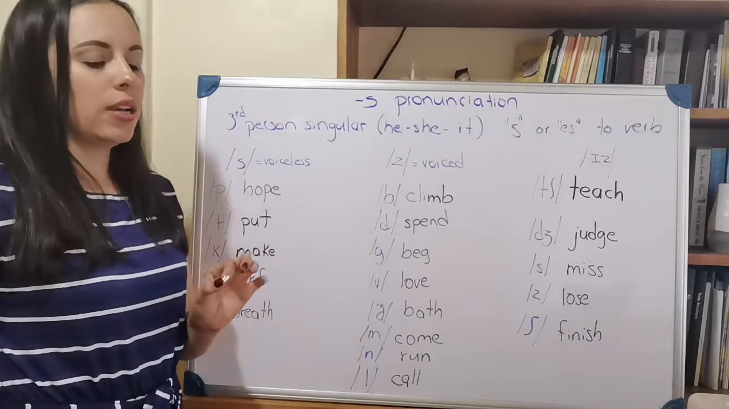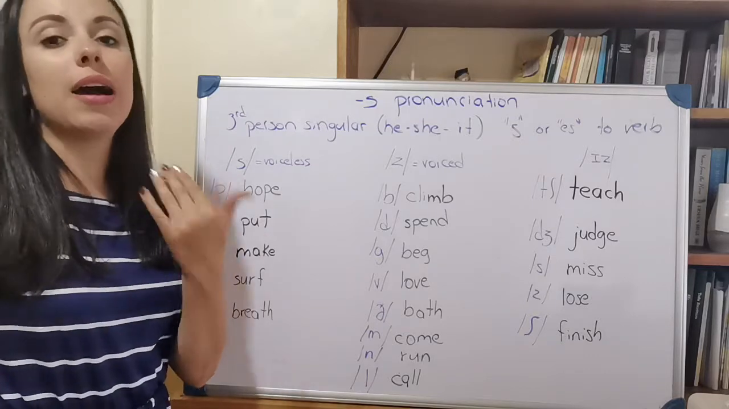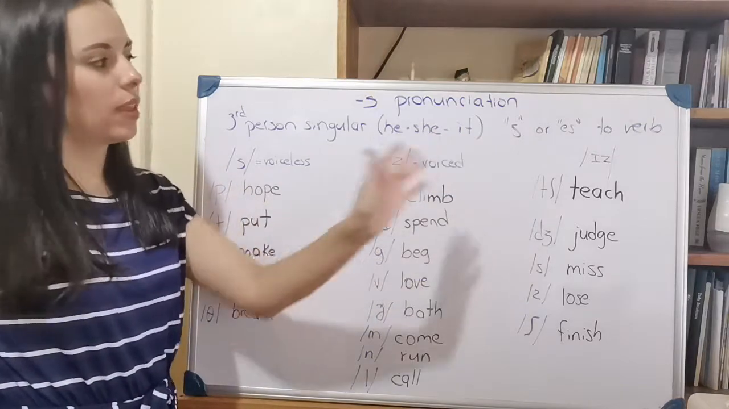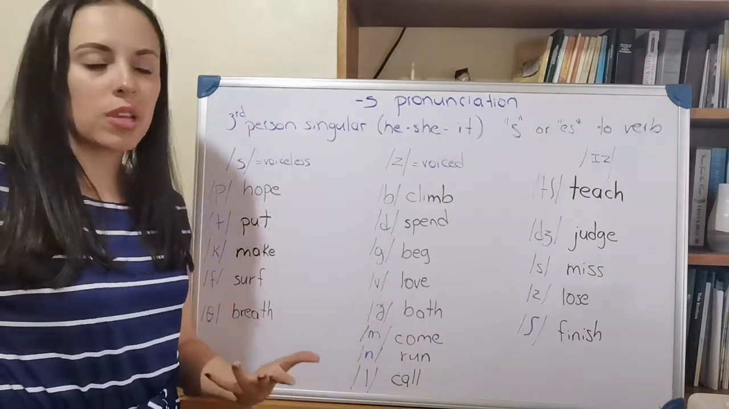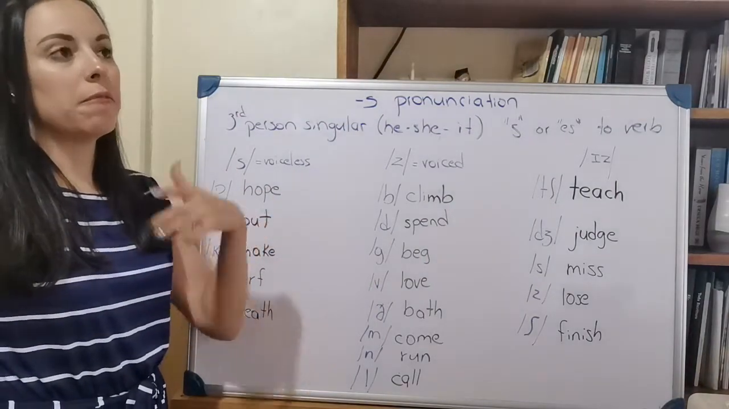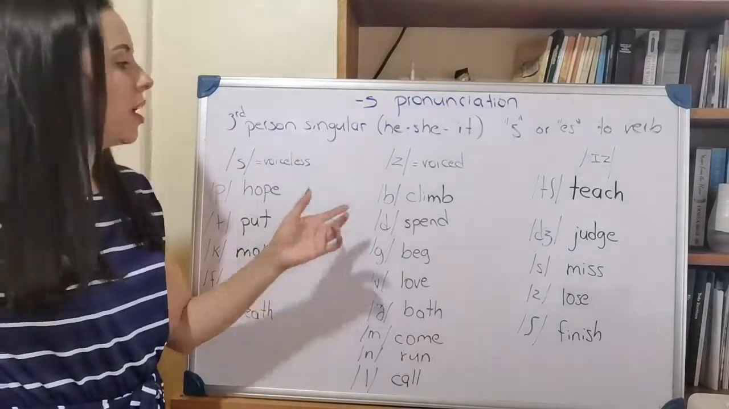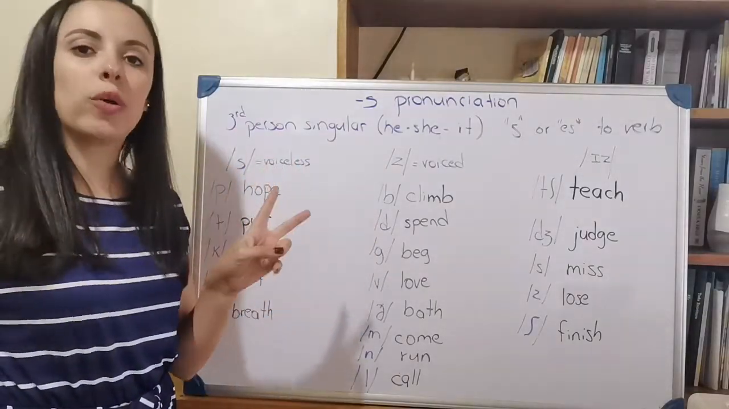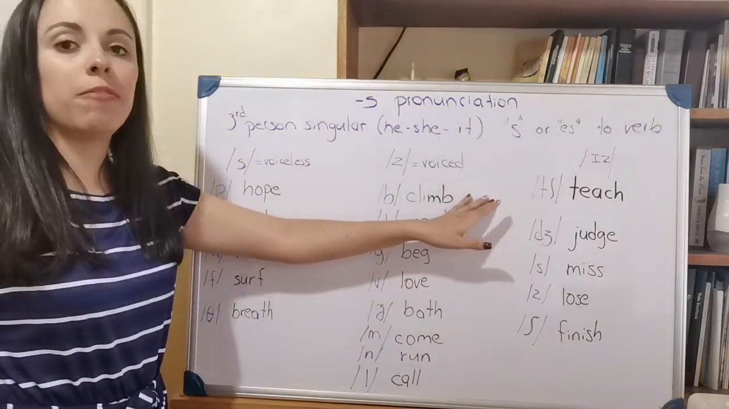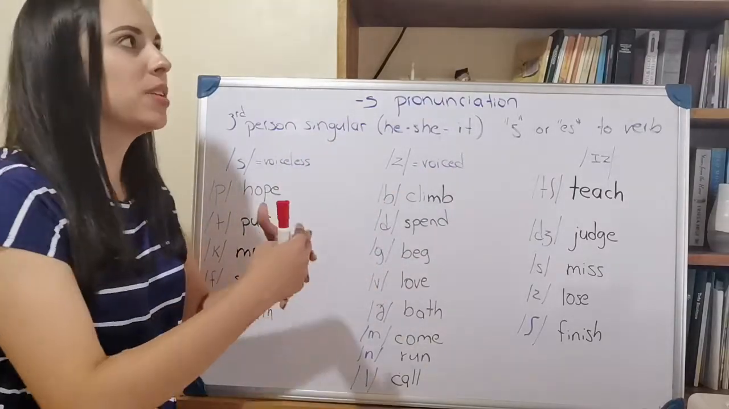Here we're going to learn two things. We're going to learn the concept of voiced and voiceless sounds, and then the different pronunciation rules. So first of all, we need to know that vowels and consonants in English, and in any language, but in English, can be divided into two categories. They can be voiceless or they can be voiced. What does each concept mean?